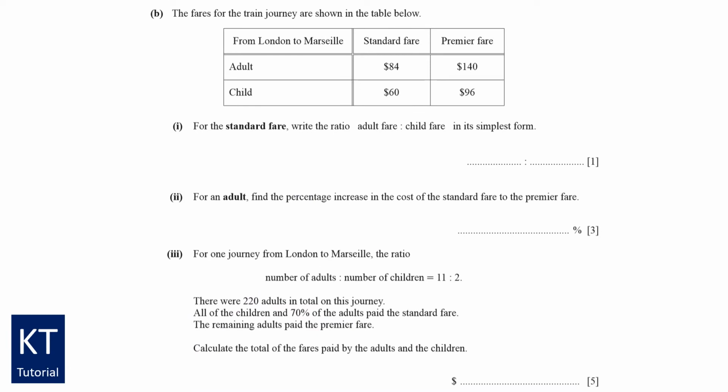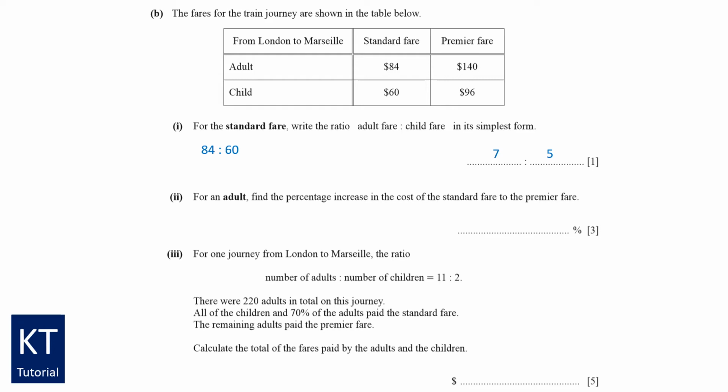Question 1b. The fares for the train journey are shown in the table below. For the standard fare, write the ratio adult fare to child fare in its simplest form. This ratio is 84 to 60 and translates to 7 to 5 in its simplest form.